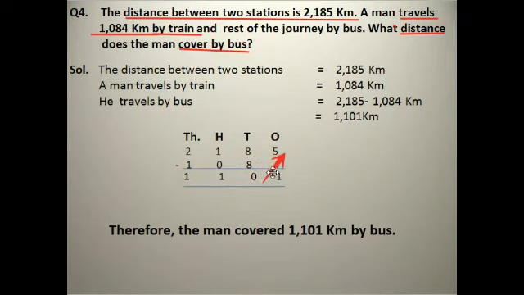After arranging all the digits, we subtract from the ones place. 5 minus 4 is 1. 8 minus 8 is 0. 1 minus 0 is 1. 2 minus 1 is 1. And after that, we get the number 1101. And at last, we write here the answer. Therefore, the man covered 1101 km by bus.